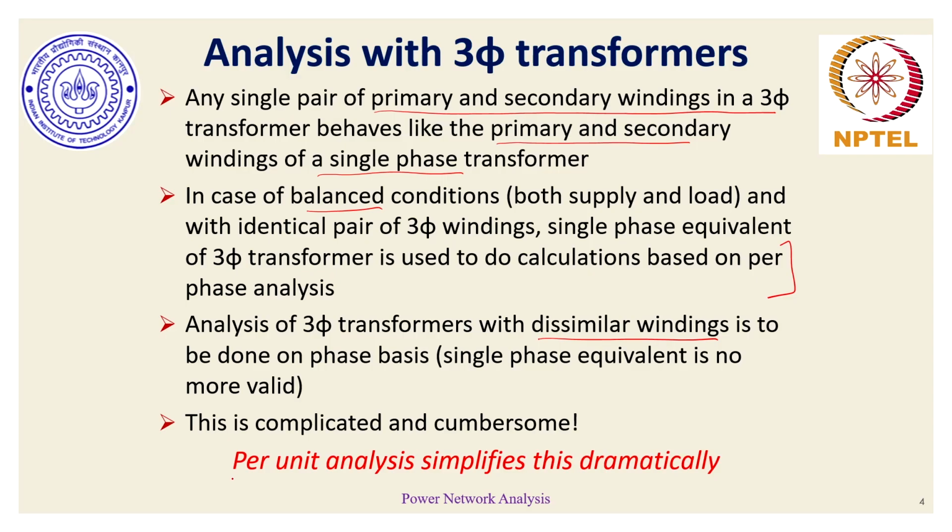So what is the solution available to us? There's a very simple solution which is known as per unit analysis. It dramatically simplifies these complex calculations, which involve factors of 3, root 3, phase shifts of plus or minus 30, etc., and it essentially gives the same answers. It does the same analysis which would have been done if we were to retain our three-phase modeling for three-phase transformers with dissimilar windings.